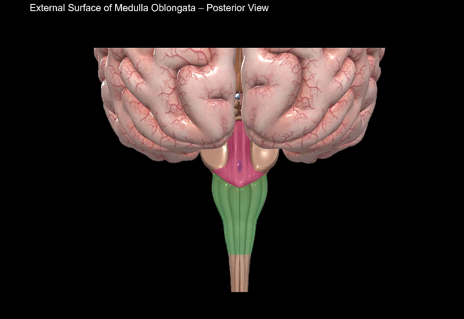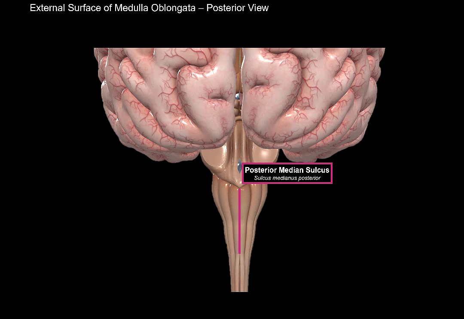Now the upper part of the medulla oblongata takes part in forming the so-called rhomboid fossa, which is a fossa that contains many nuclei. That means that the lower part of the rhomboid fossa is considered a part of the medulla oblongata. But we will cover the rhomboid fossa briefly in a separate video to really focus on the anatomy of the medulla for now.